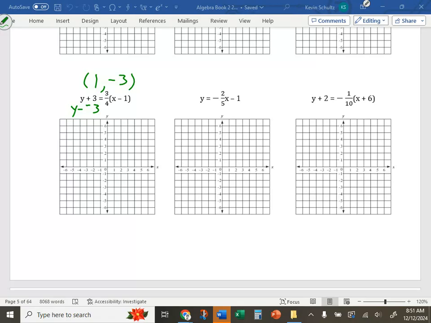Because once you get that part down, the rest of it's just plotting and connecting lines. Okay? So (1, -3) is our specific point. We got that from the formula. Our slope is up 3 over 4. So up 3 over 4.